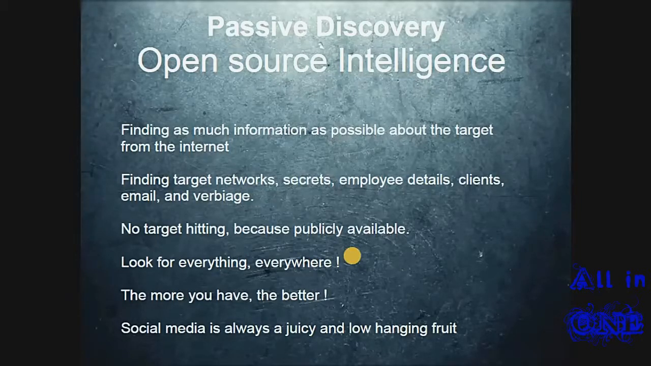In this phase, we will be finding out about the target networks, and the secrets about the company's target networks, employee details, client details, email addresses, and the verbiage. Meaning that everything you can get in your hands will help you perform a much better penetration test. In this phase, we are not directly communicating with the target system or target computers. There is no chance that we will be getting caught, and there are no obligations. So this is the best way to find publicly available information about any person and any organization.